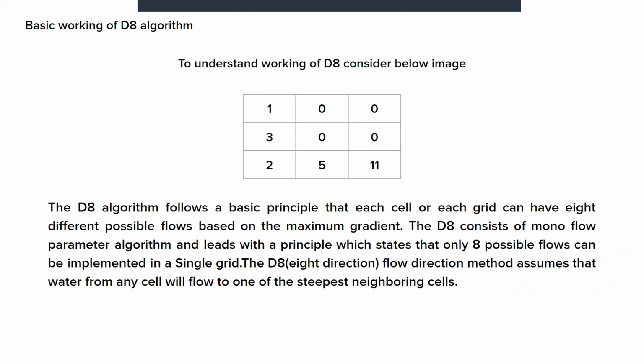As we can see, there is a matrix available here. The base level is 0, 0, 0. These are the 4 base levels which have been given as an input here, and the others are 1, 3, 2, 5, and 11. So the 11 in the matrix is the highest elevation altitude which has been introduced here.